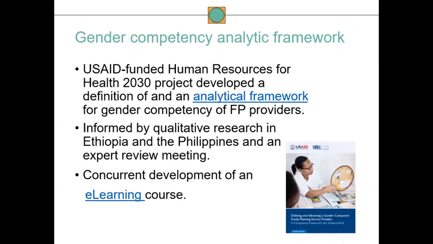The gender competency framework was developed by USAID and a team from the project Human Resources for Health 2030. To do so, they conducted formative research in Ethiopia and the Philippines, including in-depth interviews with providers that led to their construction of a definition of gender competency and each of the 6 dimensions. At the point we began work on the tool, the team had developed a report, presentations, and a draft of the training for providers. And so our tool is not based on something more broad, but is very much linked to this training in each of the dimensions outlined in this framework.